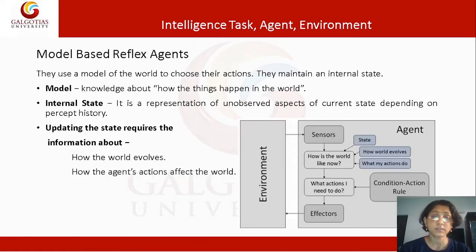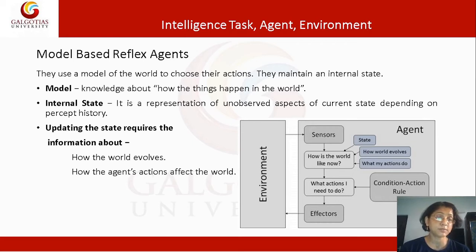The next one is the model-based agent. Here, they use a model of the wall to choose direction. They're going to have a model of the wall, an abstract model. They maintain different internal states, and the different states of the machine are the output of different actions. The model is knowledge about how things happen in the world.